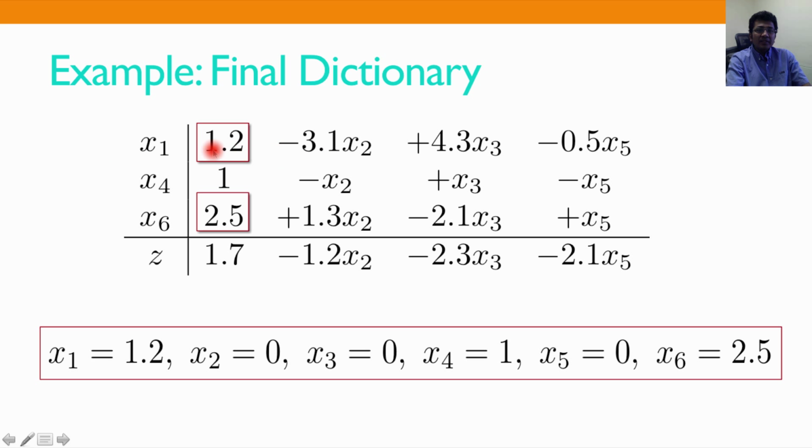Okay, now this dictionary has non-integral values, 1.2 for x1 and 2.5 for x6. And remember, the way we have set up this problem, all variables, original problem variables and slack variables, are all necessarily integral. That's the way we set it up. So we know that x1 should be an integer and x6 should be an integer, but in this final dictionary, they aren't. Okay, so how do we fix this?